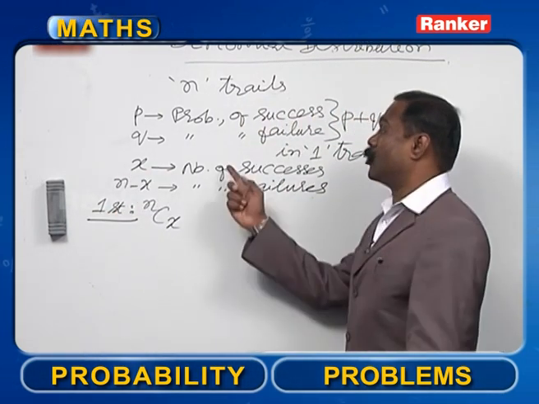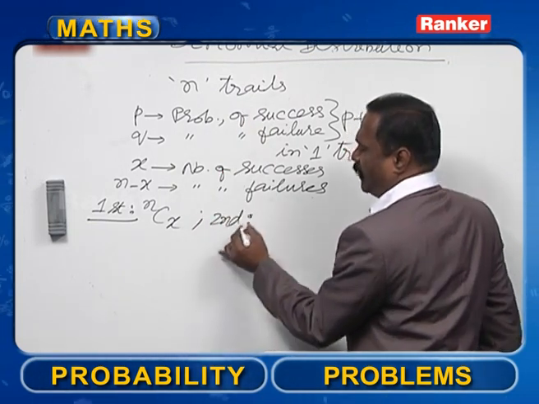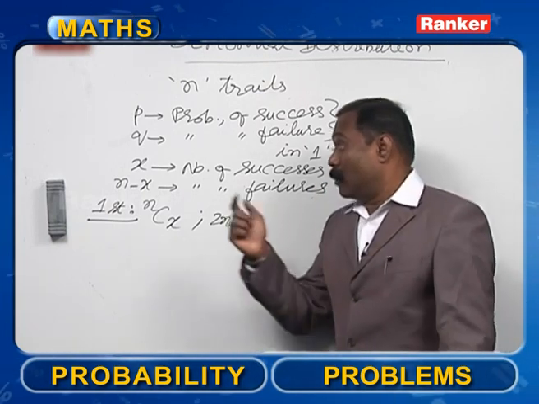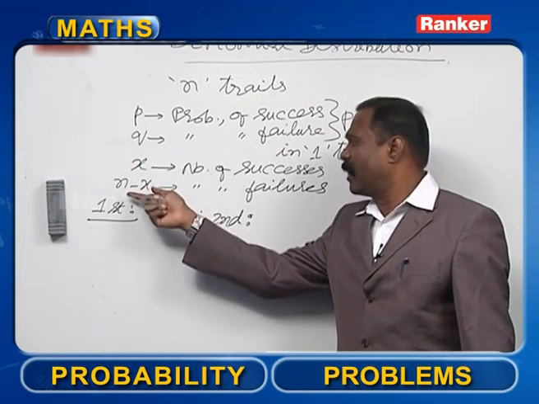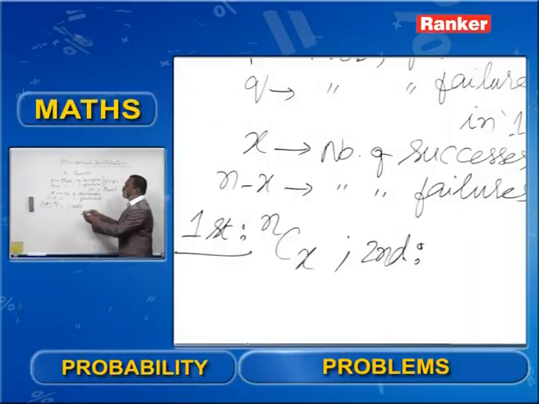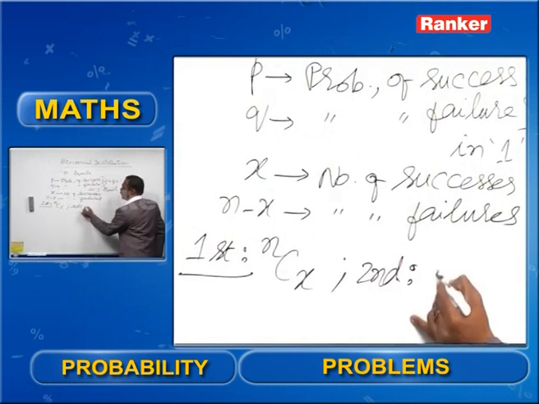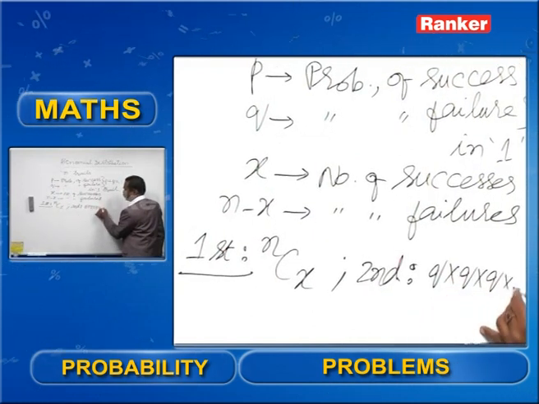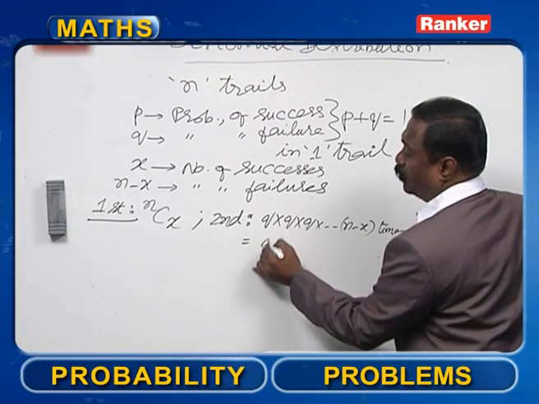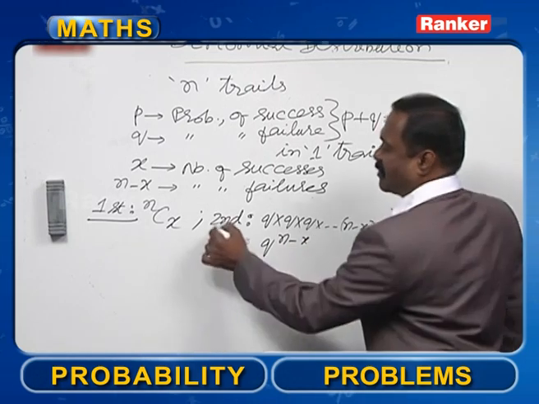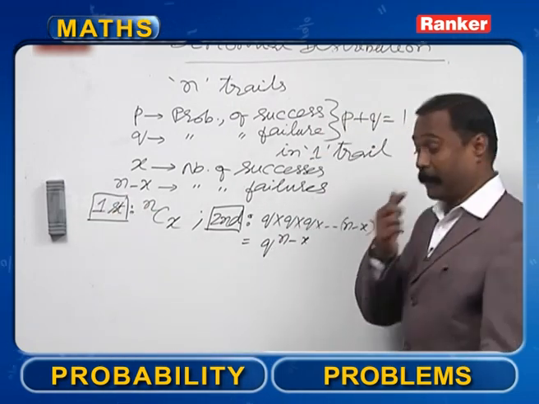What I did, I have distributed all the successes through the n trials. And the second operation, what I'm doing, the probability of a failure in one trial is nothing but Q. But how many failures do you have? N minus x failures. So for n minus x failures, you will have Q into Q into Q and so on, n minus x times. So what should it be? Q power n minus x. This is the second operation I performed. This is the first operation I performed.